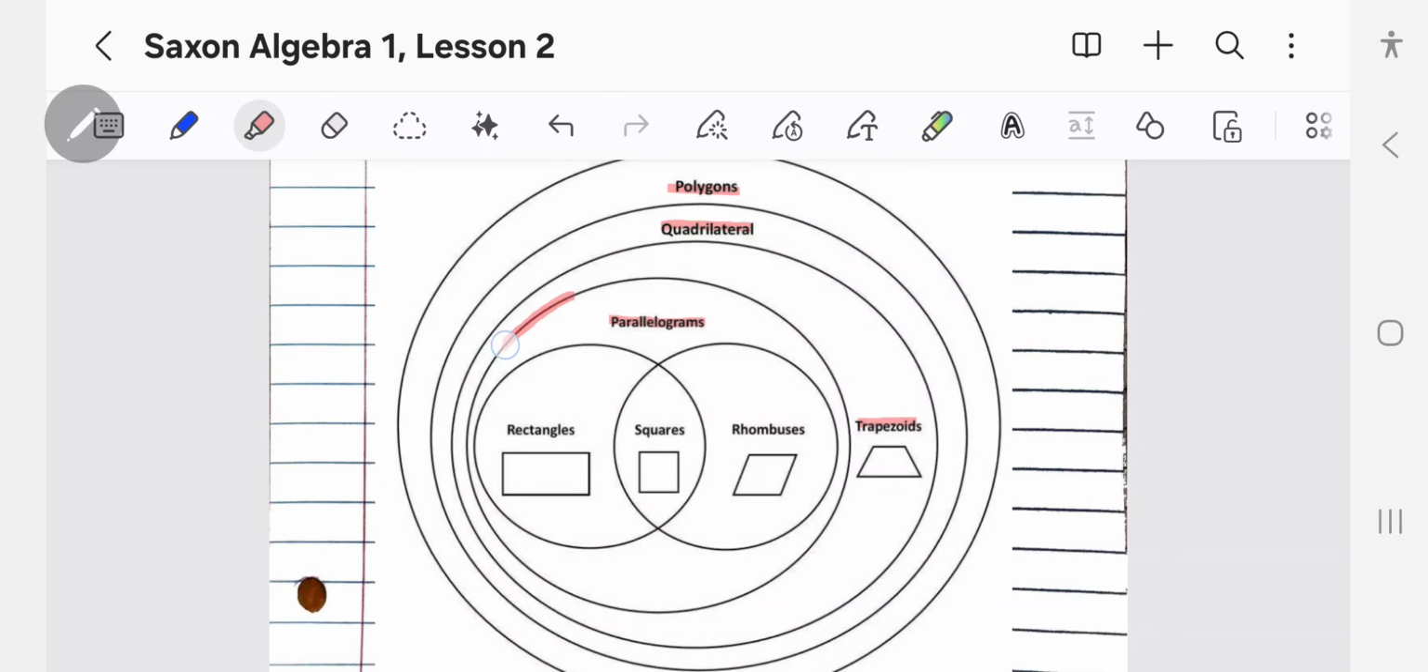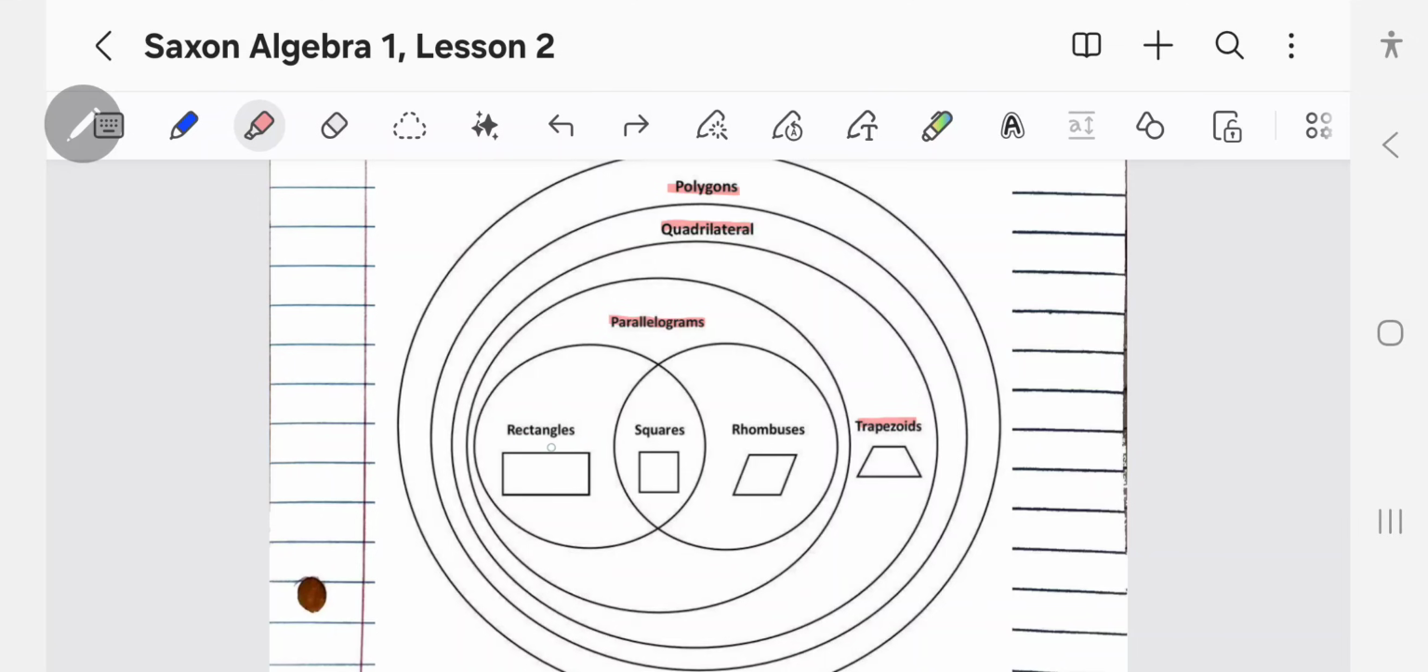Inside of parallelograms, we have this parallelogram circle right here, okay? Inside of that, we can talk about rectangles and we can talk about rhombuses, okay? Or you may hear it called rhombi. All of these, rectangles, squares, and rhombuses, are parallelograms. They have 2 pair of opposite equal parallel sides.